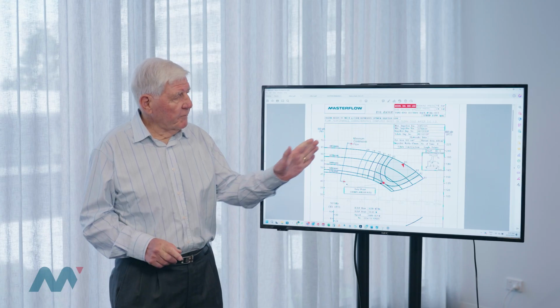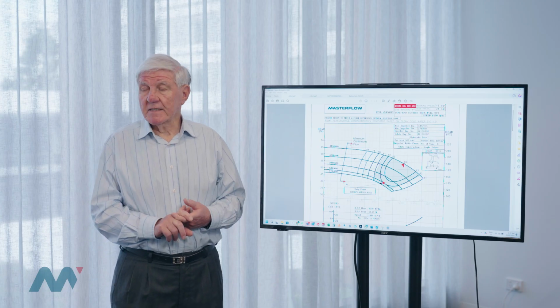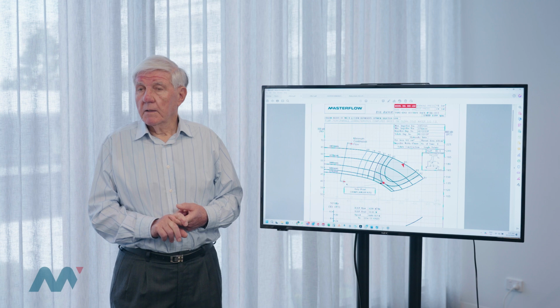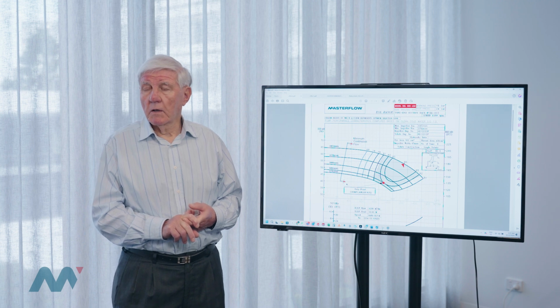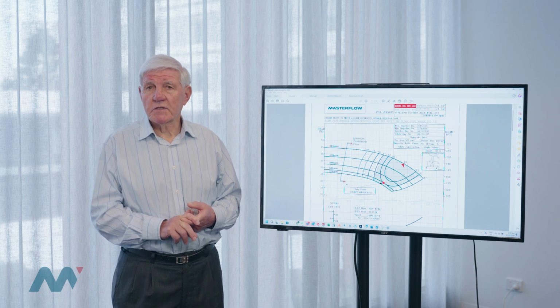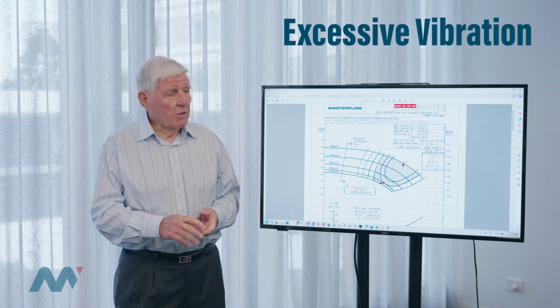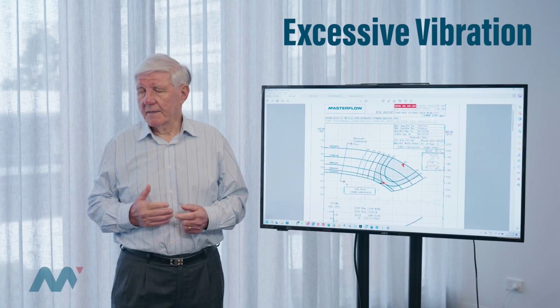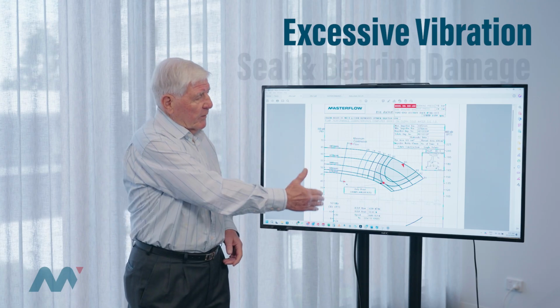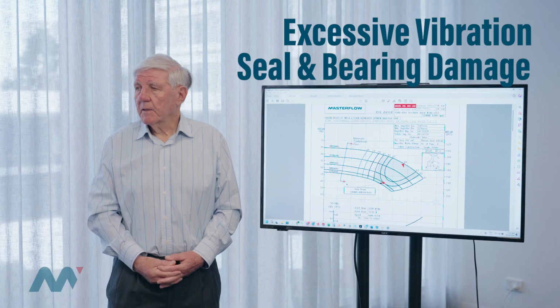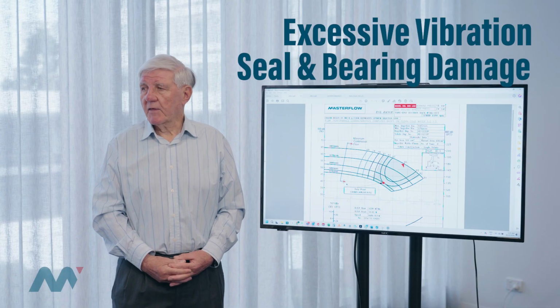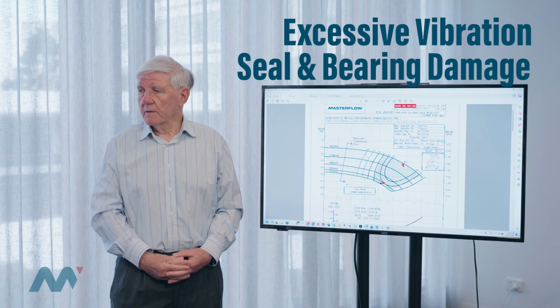But what you get after that minimum flow condition is excessive vibration, and that will transfer along the shaft. It could damage your seal, it could damage your bearings. So you really don't want to be operating in that zone. And you certainly don't want to be operating right back here, because you should never be running pumps at closed valve head, or even close.